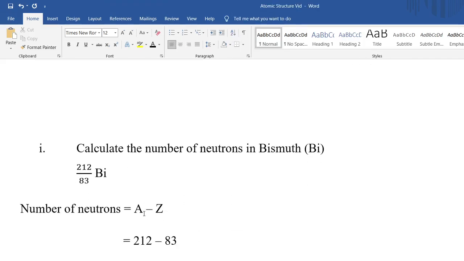First question, calculate the number of neutrons of Bi. I don't normally remember the names of these atoms here. I just use the symbols. So it's going to be the mass number minus the atomic number. The mass number is 212 minus 83. Therefore, you're looking at 129 neutrons there.